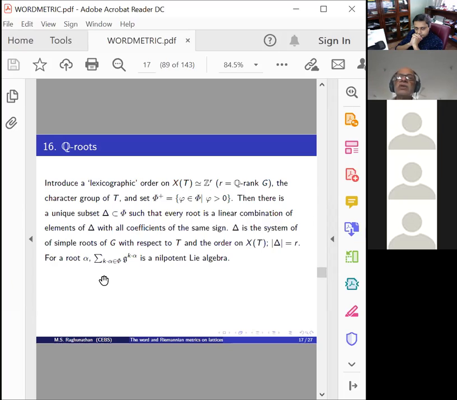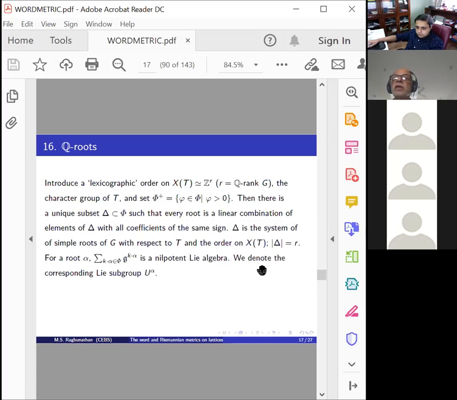For a root alpha, consider the subspace sigma K alpha in phi of G K alpha; that is, you take all the eigenspaces corresponding to multiples of alpha. That turns out to be a nilpotent Lie algebra. It's easy to see: the bracket of G K alpha and G L alpha will be in G K plus L alpha. I'm sorry, I made a mistake here; I have not said that K is positive. For a root alpha, I only take positive multiples of alpha. Actually, one needs to take only integral multiples of alpha. And then this is the nilpotent Lie algebra.